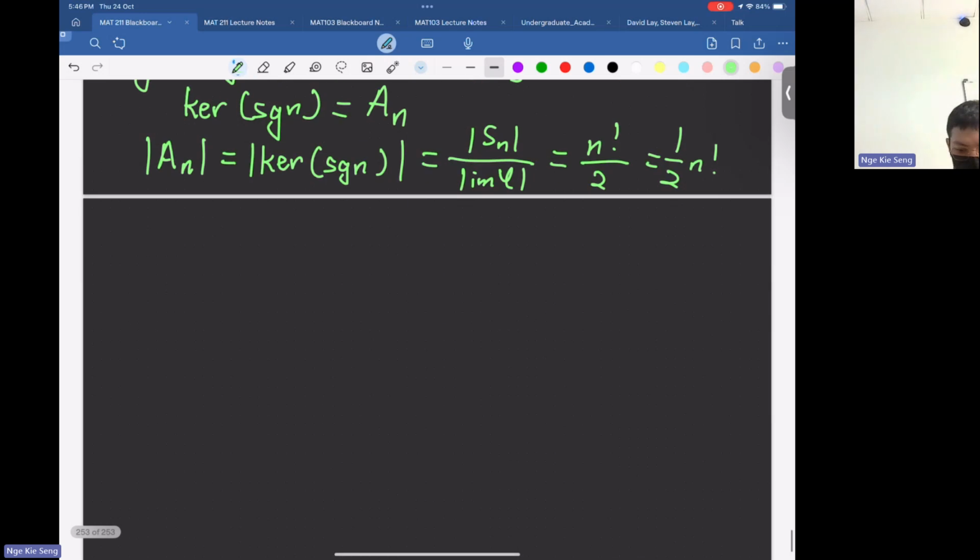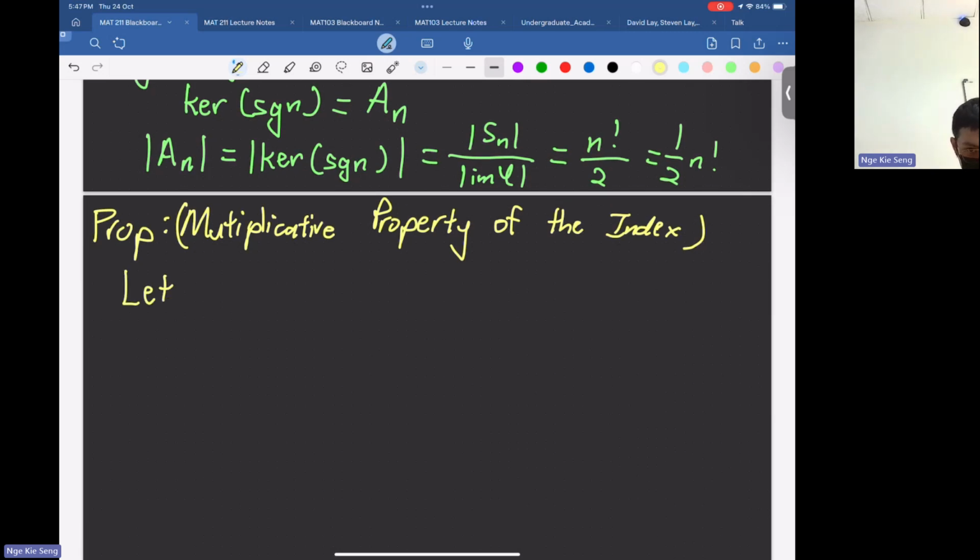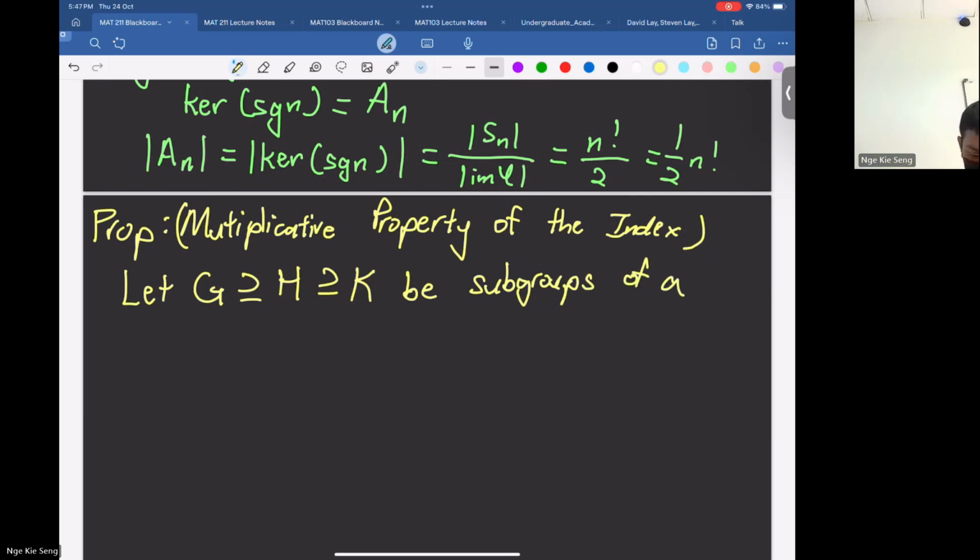Next, let's do this proposition and then we will take a break from here. So next is about the multiplicative property of index. What do I mean by this? It means there are 2 things that get multiplied together. So let's get ourselves 3 groups: G with a subgroup H and then a subgroup K. We don't require it to be proper, it's fine.